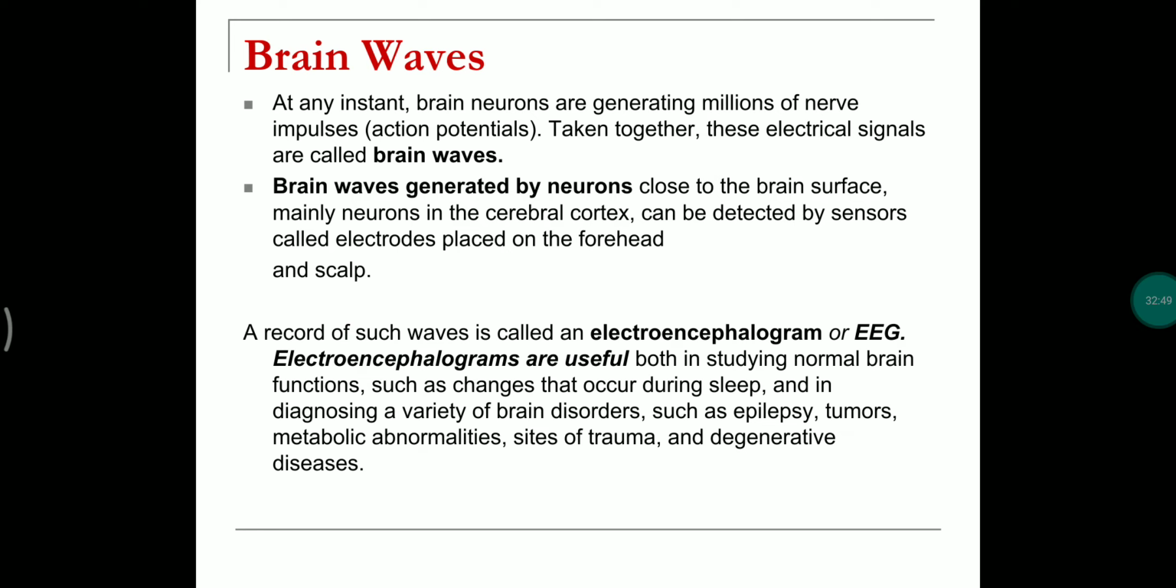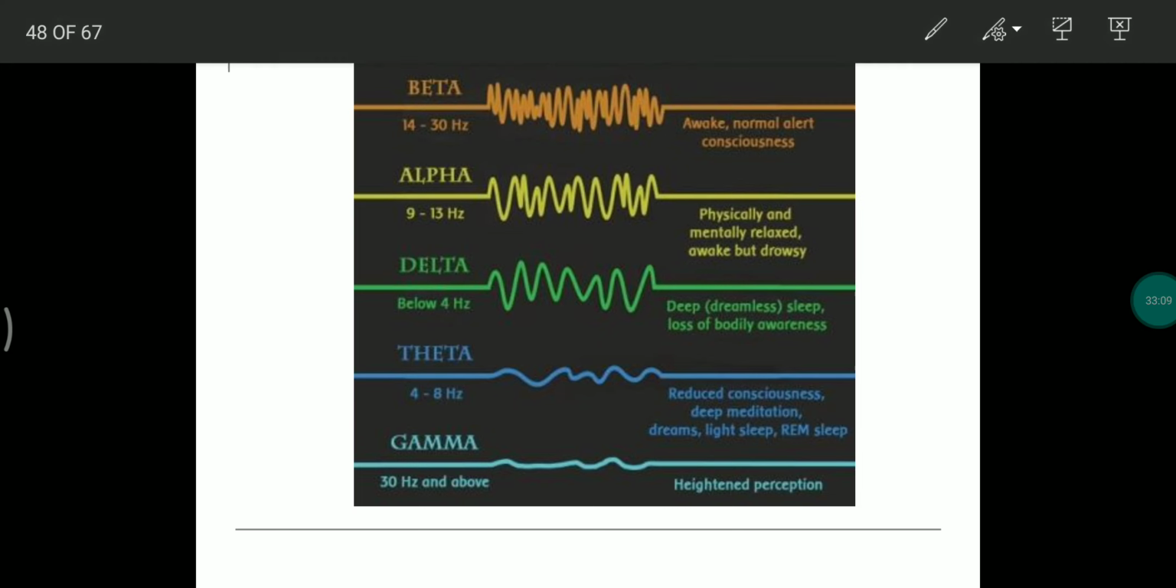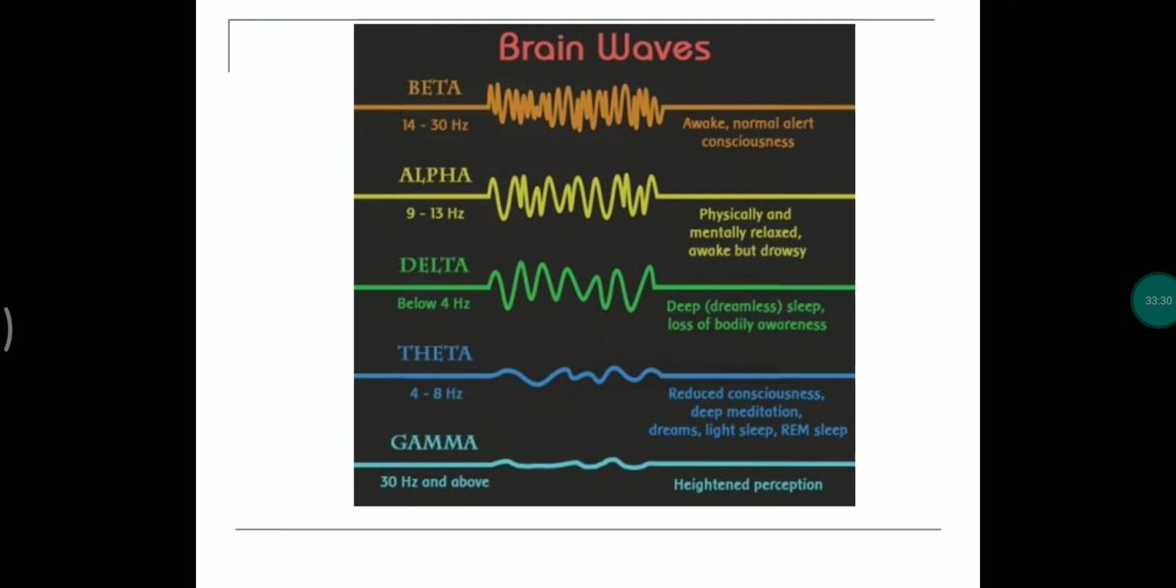Coming to brain waves. Brain waves are the electrical impulses moving inside the brain. They are majorly beta, alpha, delta, theta, and gamma. These are the five brain waves. They are generated by neurons close to the brain surface and are recorded by an equipment called an electroencephalogram, EEG, which helps in the identification of disorders of the brain.